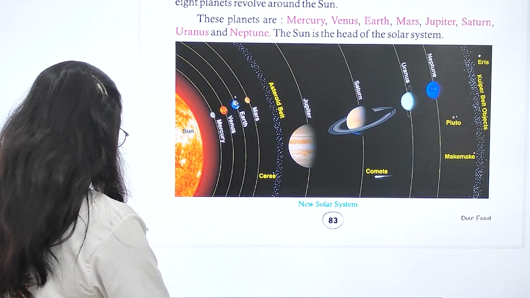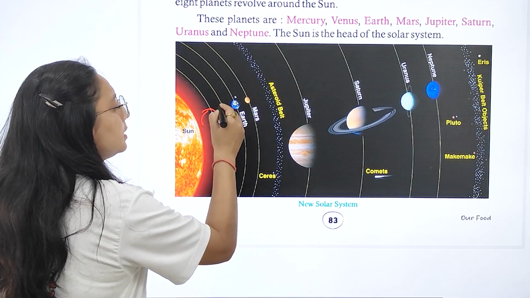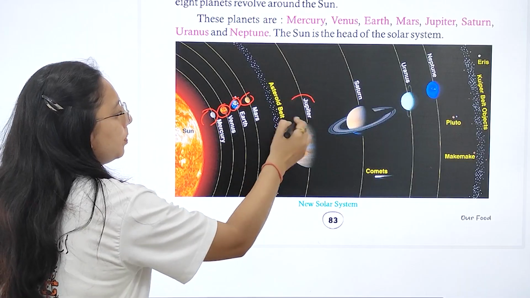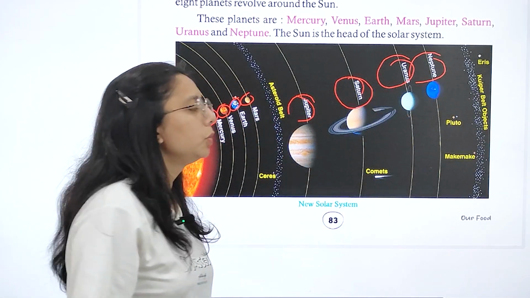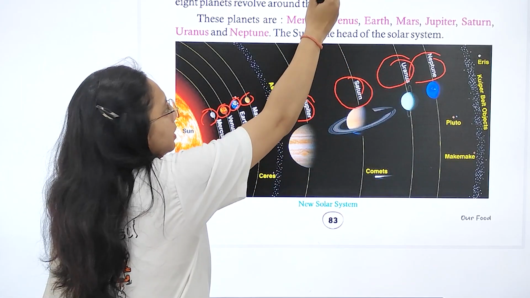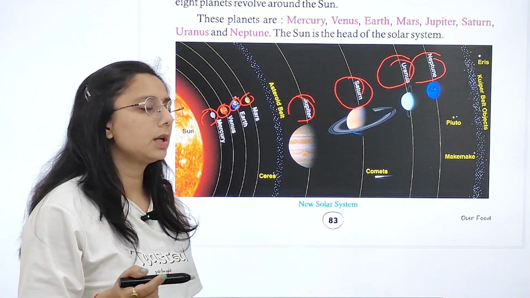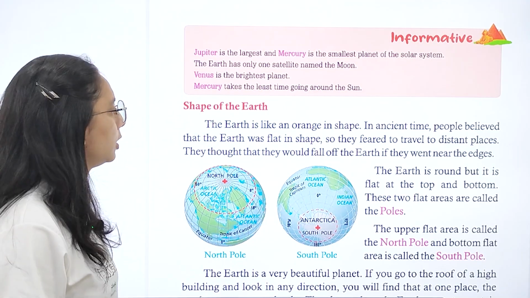We have Mercury, Venus, Earth, Mars, Jupiter, Saturn, Uranus and Neptune. Right? Pluto को हम as a dwarf planet consider करते हैं. यहाँ पे आपको asteroids, meteoroids, comets भी देखने को मिलेंगे.